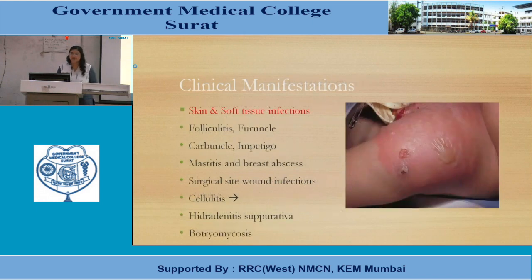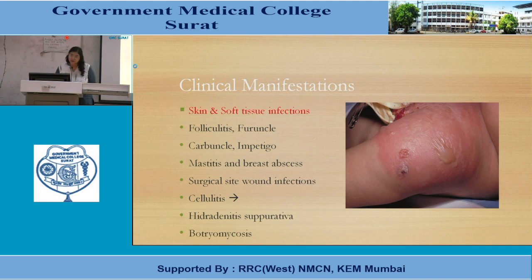Clinical manifestations: staphylococcal infections can range from minor soft tissue and skin infections to life-threatening multi-system or multi-organ systemic infections. First, the skin and soft tissue infections involve folliculitis, that is infection of the hair follicle, then furuncle, which is a boil kind of infection on the skin, then carbuncle, which is a painful lesion on the back of the neck, then impetigo, then breast abscess and mastitis in lactating mothers.